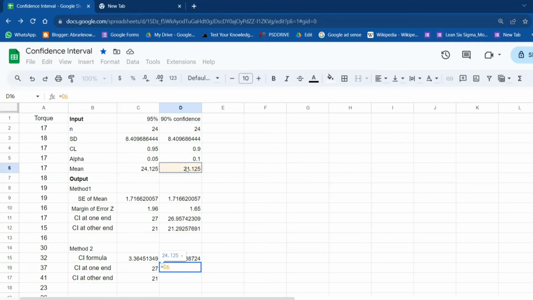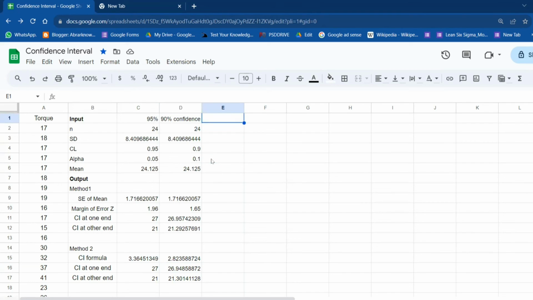Mean plus confidence interval, mean minus confidence interval. So you get this one. That means we can say 21 to 26.94 it will go.